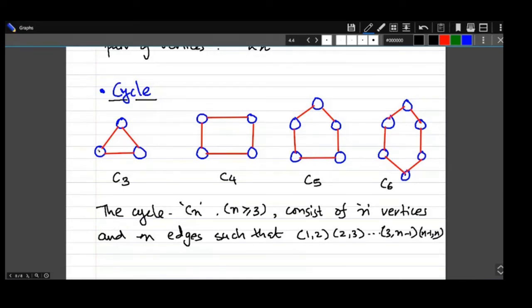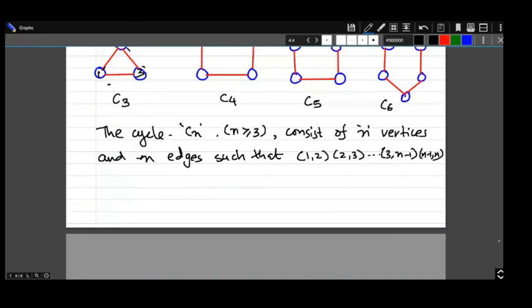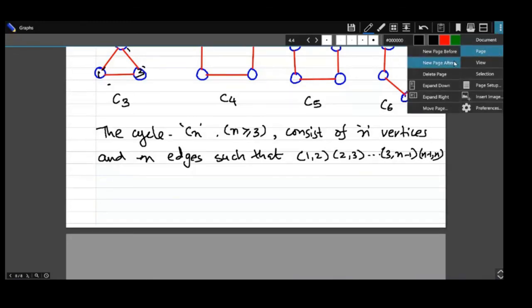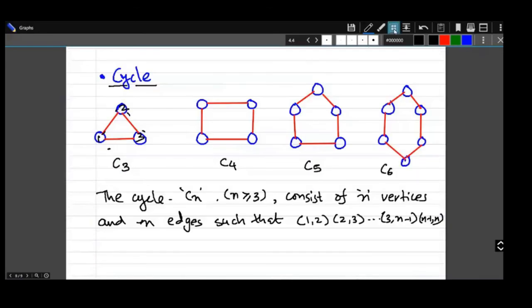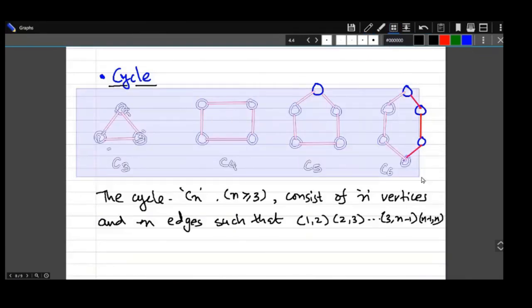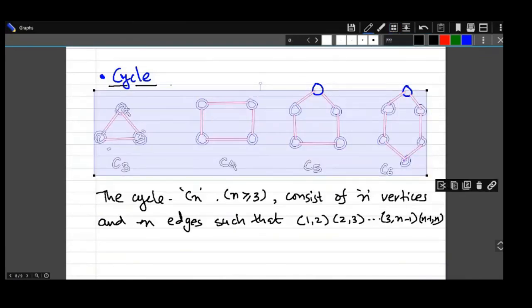So let's say if you number it 1, 2, 3, then 1 to 2, 2 to 3, 3 to 1, it's a cycle. Okay, 1 to 2, 2 to 3, 3 to 4, and 4 to 1 is a cycle. 1 to 2, 2 to 3, 3 to 4, 4 to 5, and 5 to 1, so that is also a cycle. And the last one is a variation of the cycle. Okay, it's very easy. What I will do, I'll just copy this part, so that I will save time.